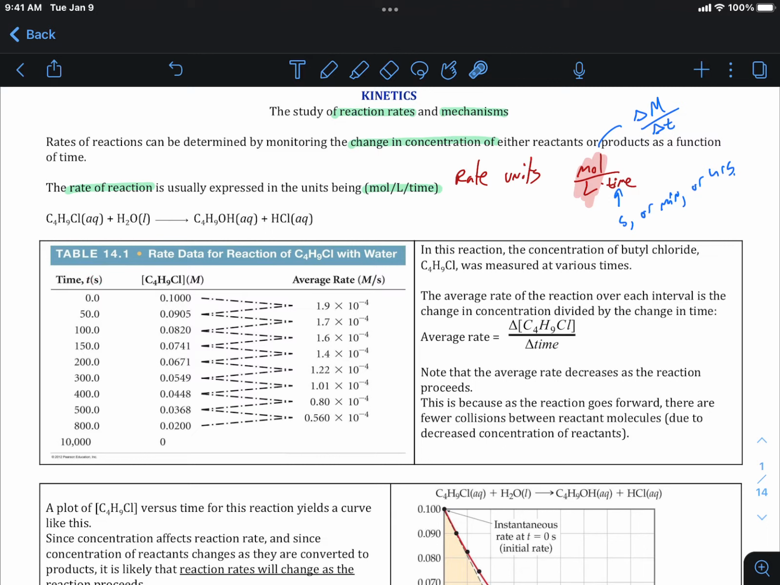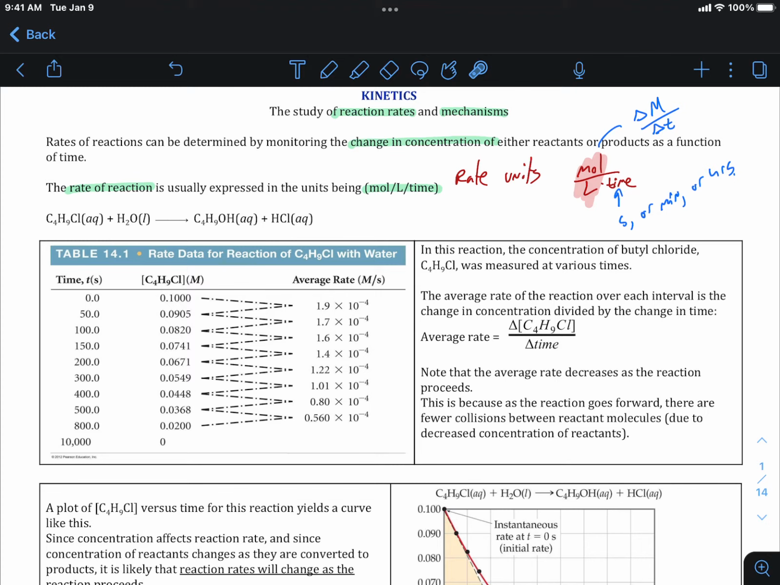We can calculate the average rate for every single one of these intervals. Literally just subtract this from this, divide by 50. Subtract this from this, divide by 50. Subtract this from this, divide by 50. And so we have these rates.